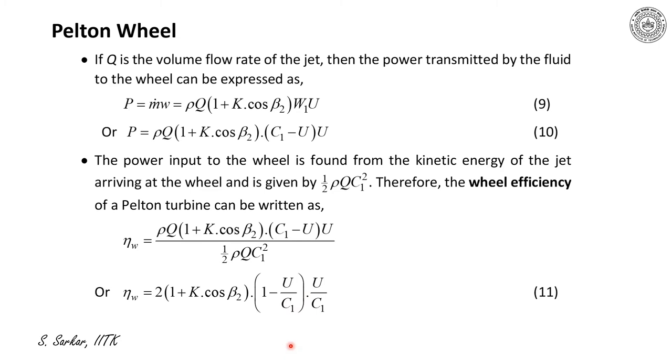by c1. And the expression of this wheel efficiency is 2 within the bracket 1 plus k into cos beta 2, again within the bracket 1 minus u divided by c1, then into u divided by c1, and u by c1 is the velocity ratio. Thus, for a given design, I may consider beta 2 and k are constant. Thus, efficiency of the wheel depends on the velocity ratio.